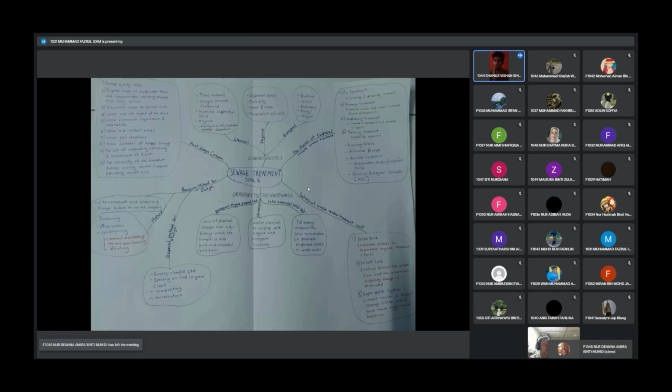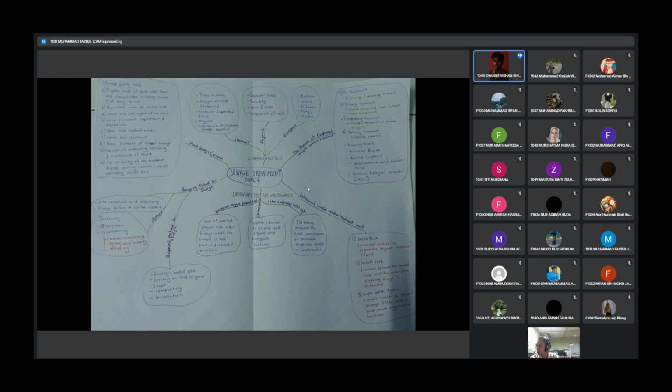So next is topic 6, which is about the sewage treatment. So this sewage treatment is divided into 3 characteristics. Firstly is the chemical characteristic, physical characteristic, and the biological characteristic. In this topic, we also need to know the plant design criteria, the processing method of sludge. We also need to know the method.